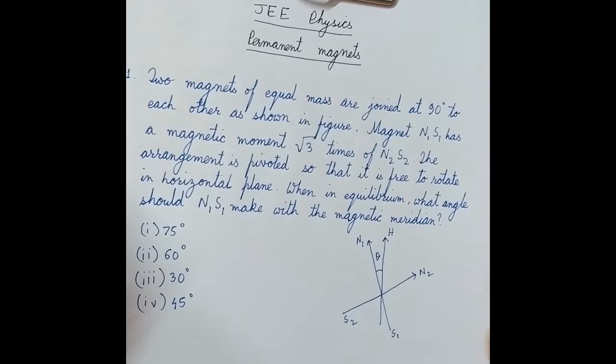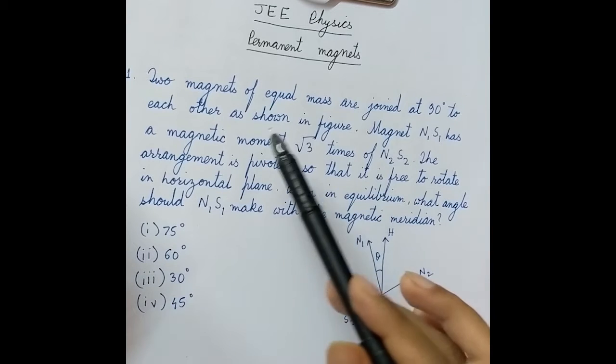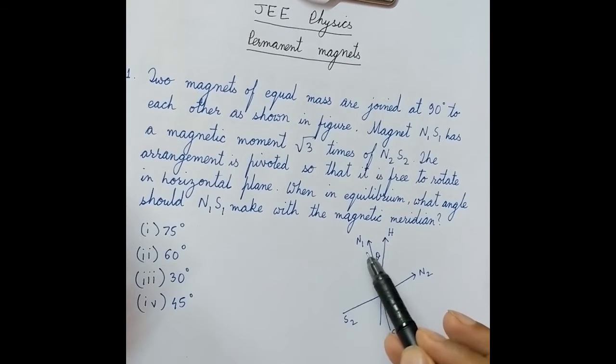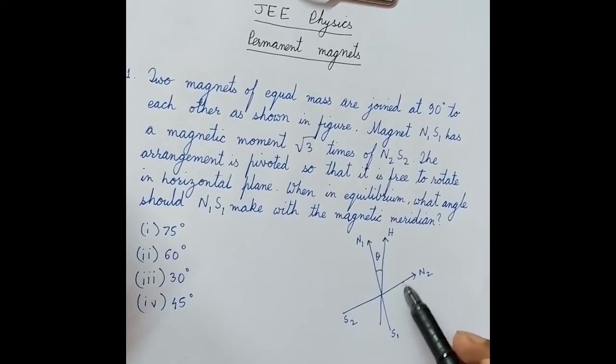Let's get started with our JEE problems. First question today talks about two magnets N1S1 and N2S2 such that the angle between them is 90 degrees. They are fixed at an angle of 90 degrees. The magnetic moment of N1S1 is root 3 times that of N2S2. They have said that if I have this fixed arrangement of these at 90 degrees, what angle will this make along with the magnetic meridian of the earth? That is, we need to find this angle theta.